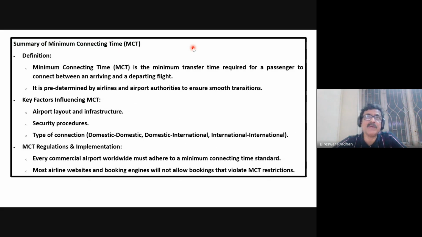Now, summary of the minimum connecting time. What is the minimum connecting time, the MCT? What is the definition, how do we define it? The minimum connecting time is the minimum transfer time required for a passenger to connect between the arriving and departing flight. So this is the connecting time.